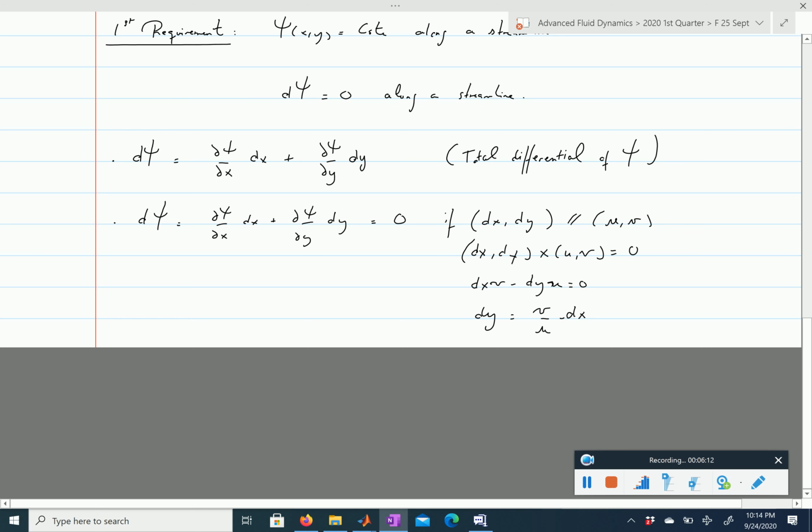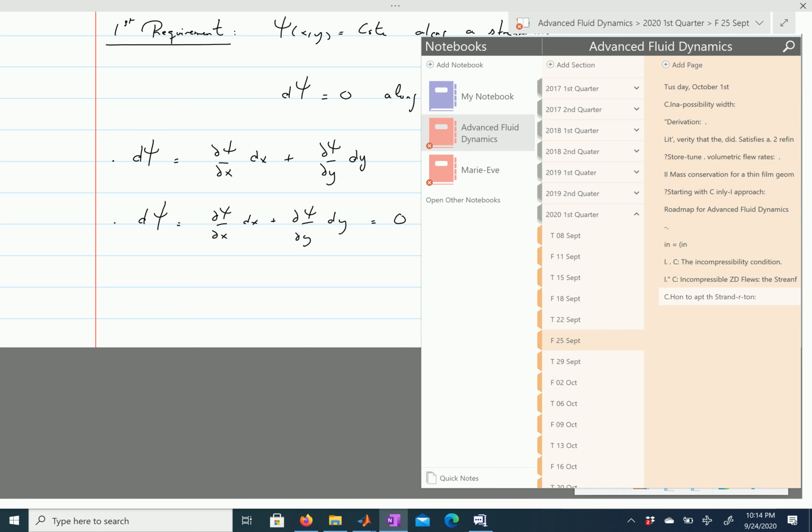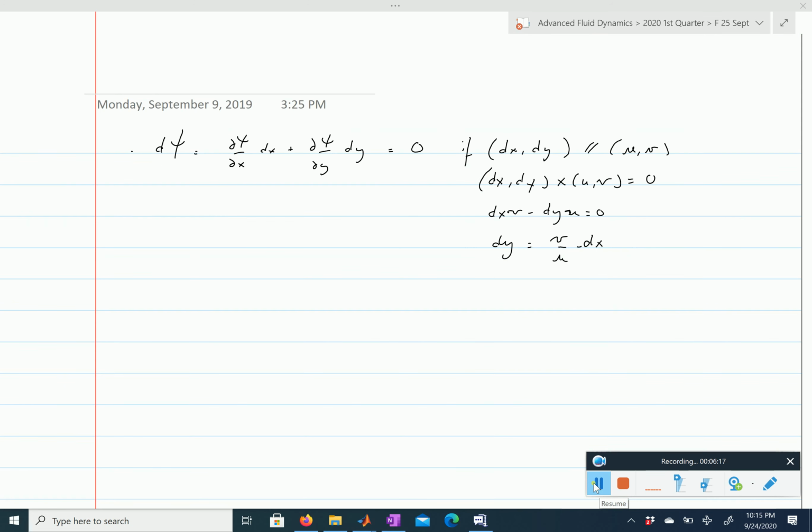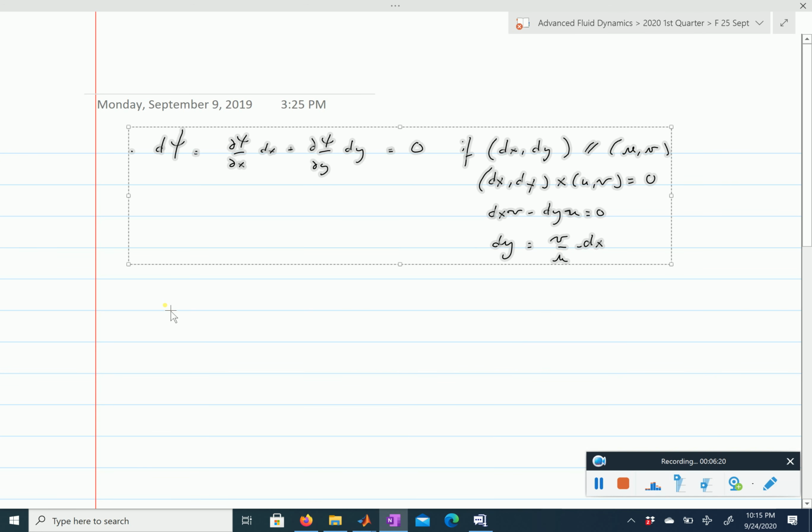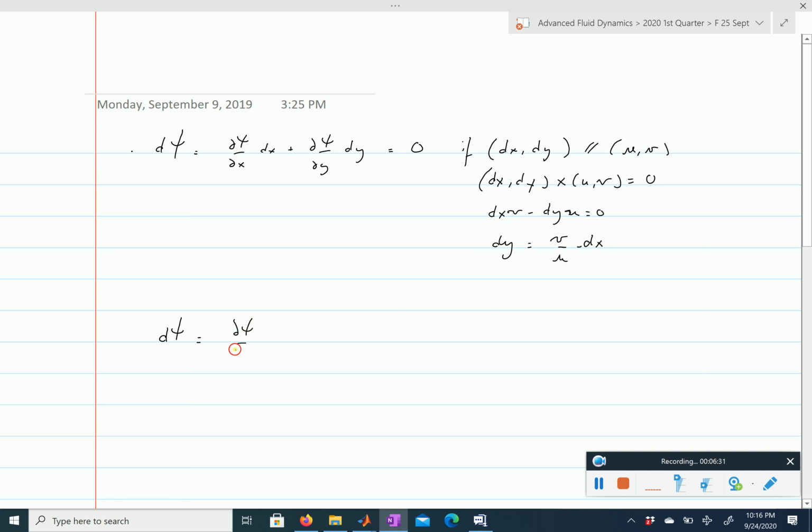Okay, so our function needs to be constructed such that psi will be a stream function, provided that d psi, which is equal to partial psi partial x times dx plus partial psi partial y times dy, which along a streamline needs to be v divided by u dx, is equal to 0.